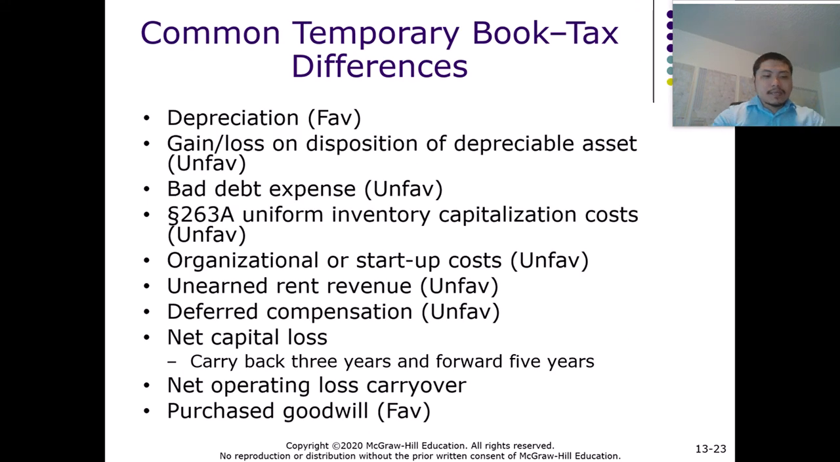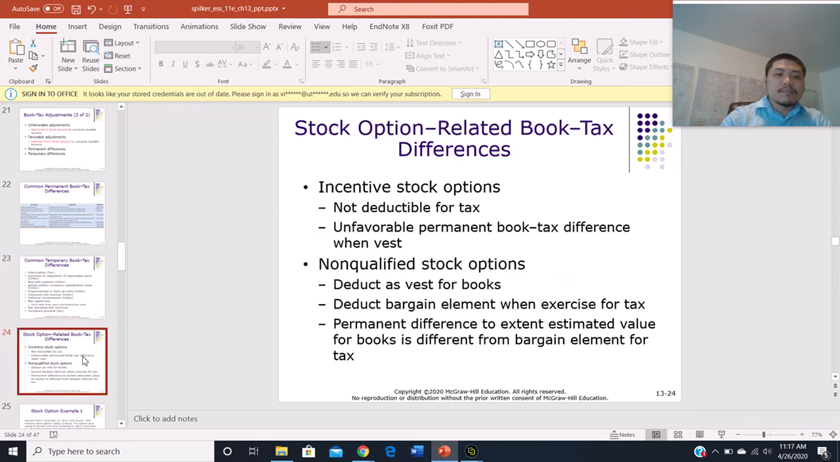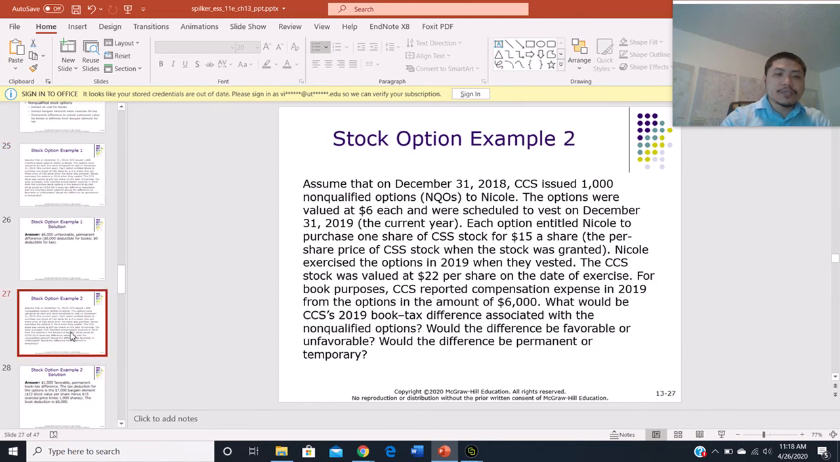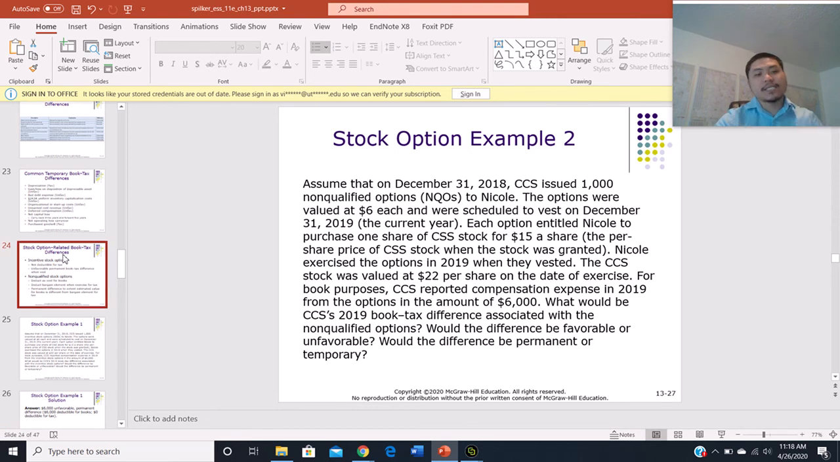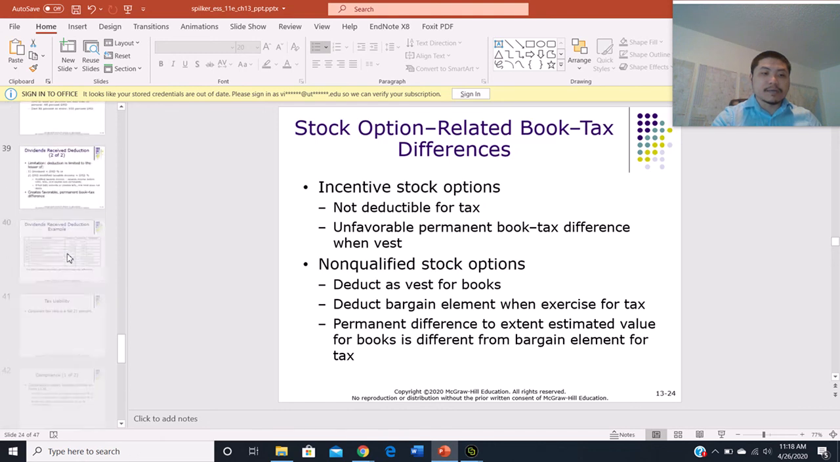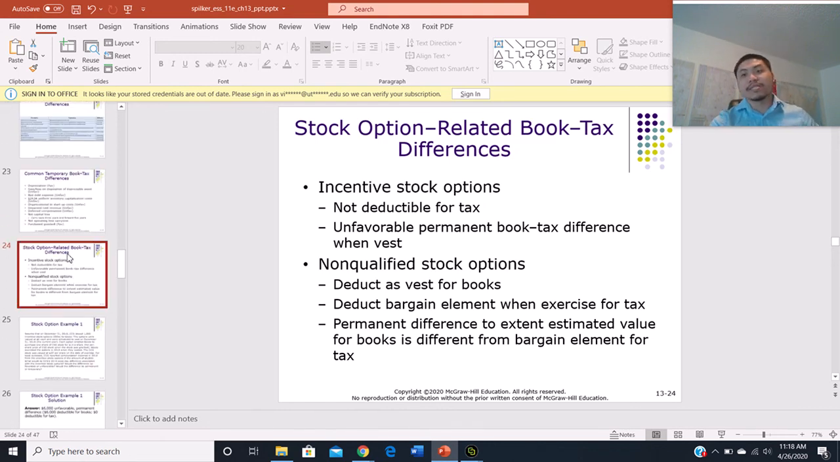I think this is a good place to stop this video, and in the next video I will continue to discuss in more detail. Well, not each item, but we're going to discuss some of the main important book tax differences. And then we will wrap up chapter 13 in the next video.